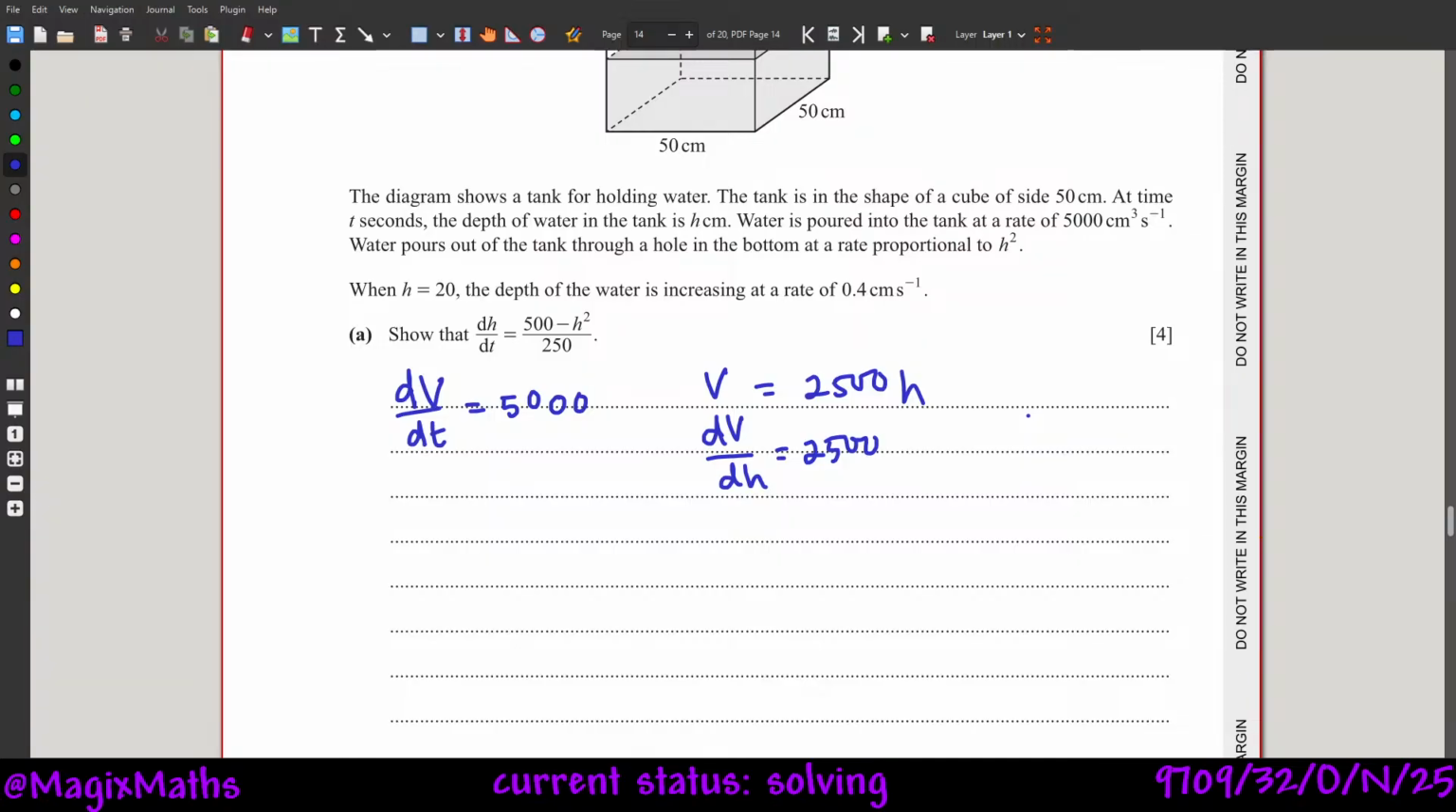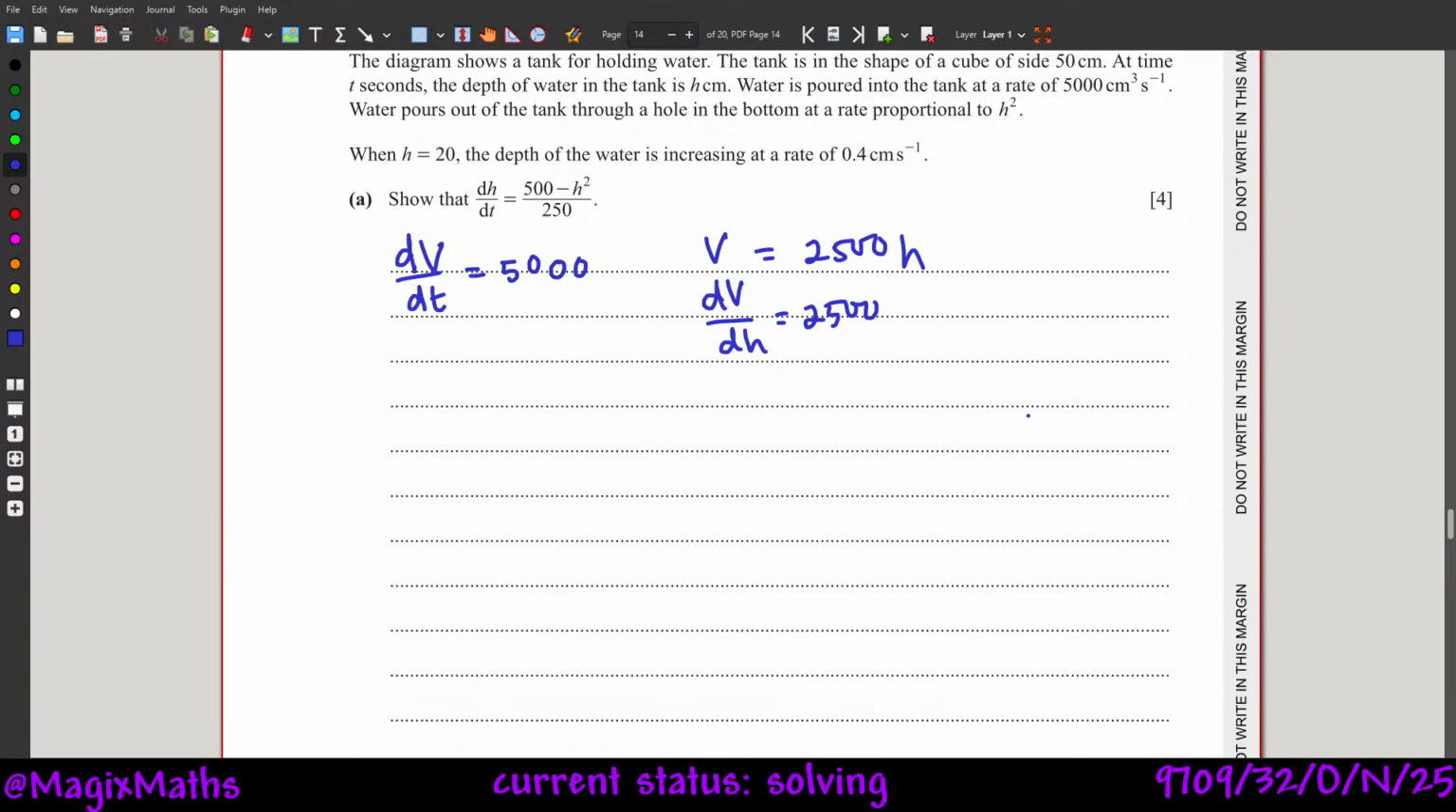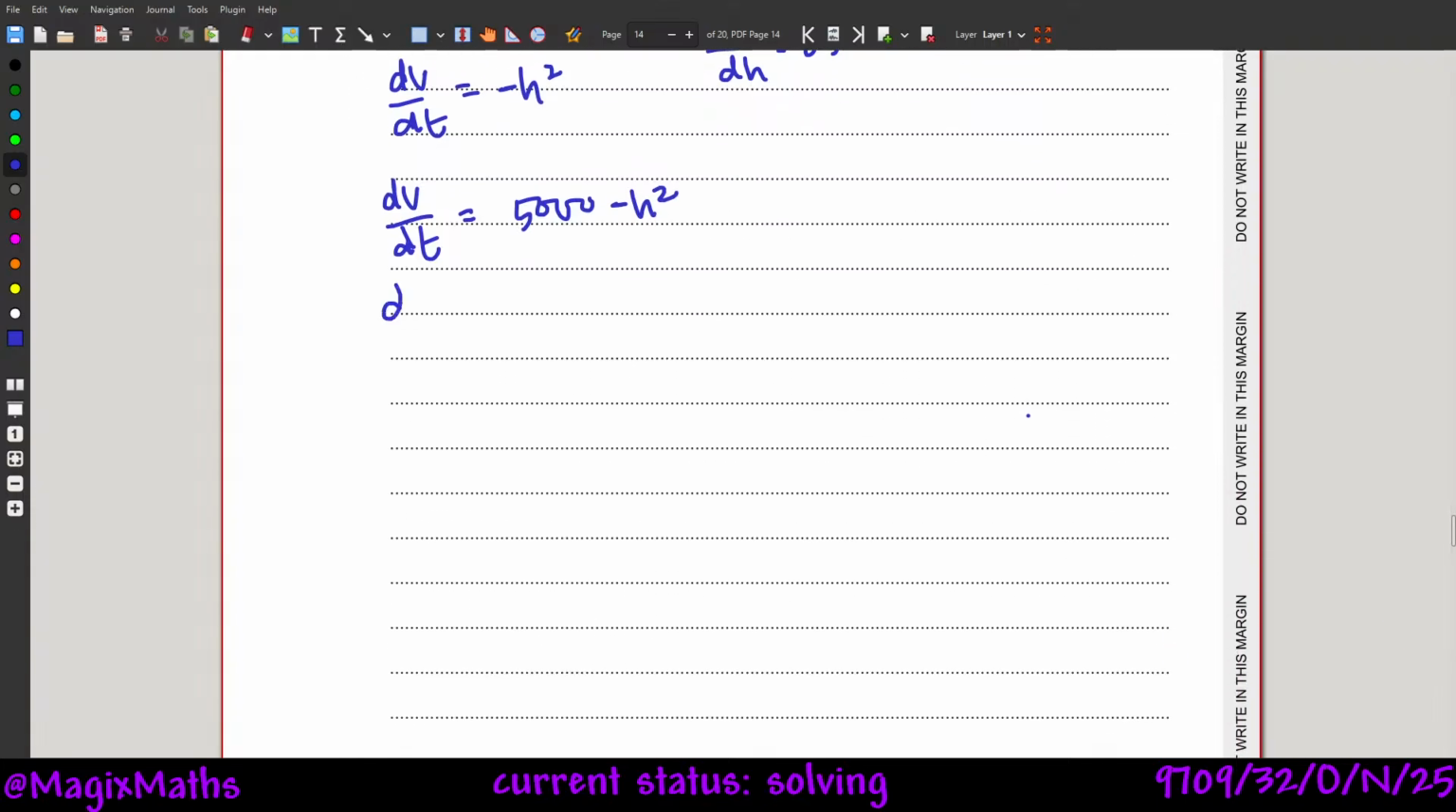Water pours out of the tank through a hole in the bottom at a rate proportional to h squared. So dV/dt is equal to negative h squared. Then we have dV/dt equals 5,000 minus h squared. And then we want to find dh/dt, which is equal to dV/dt times dh/dV.